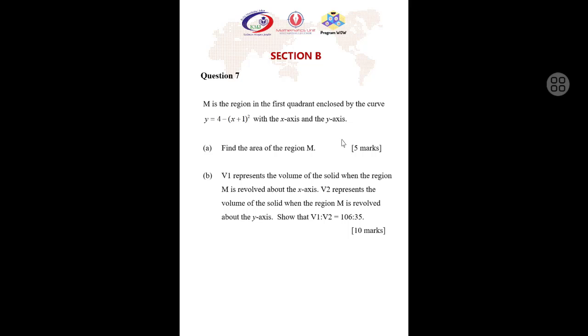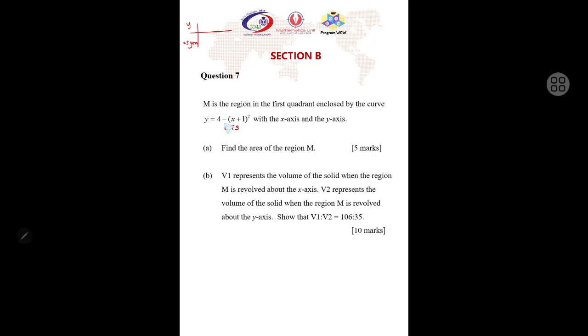First, you need to know the area. Where is your area M? Okay, so first thing first, look at the function here. This is a quadratic function in completing the square form. Okay, so to sketch this function, by using the asymptotes. Okay, so you look at this function here.